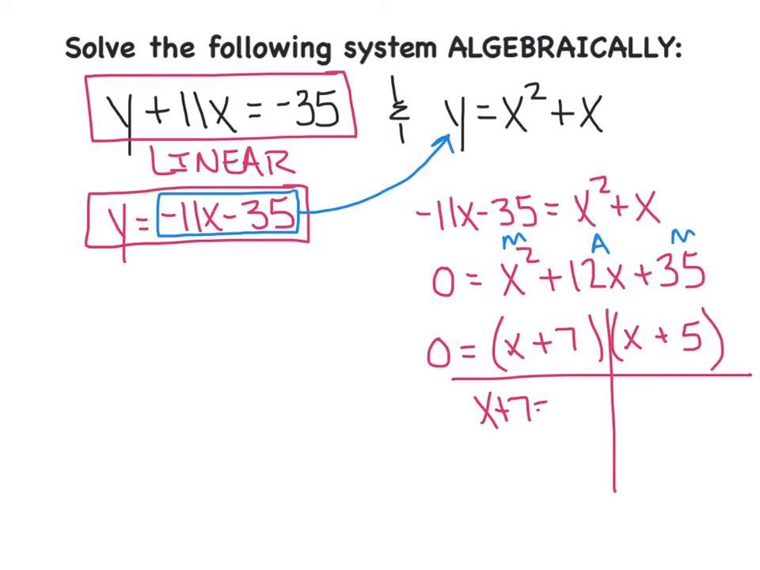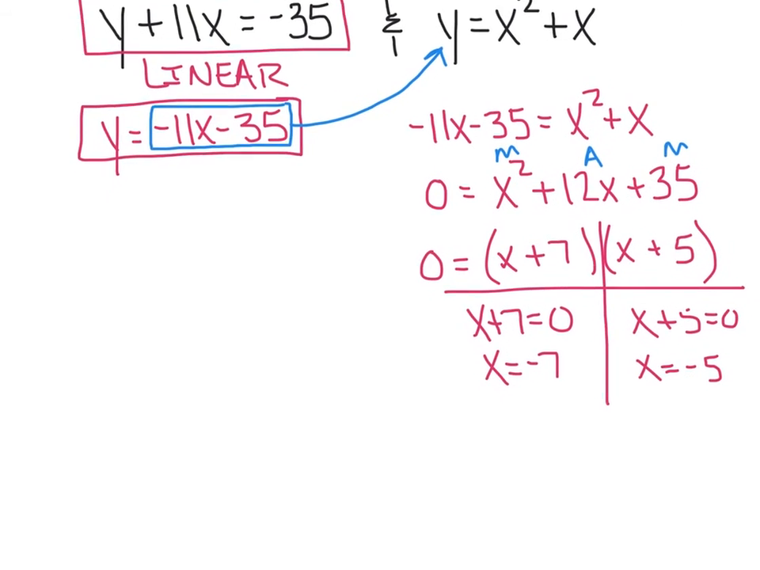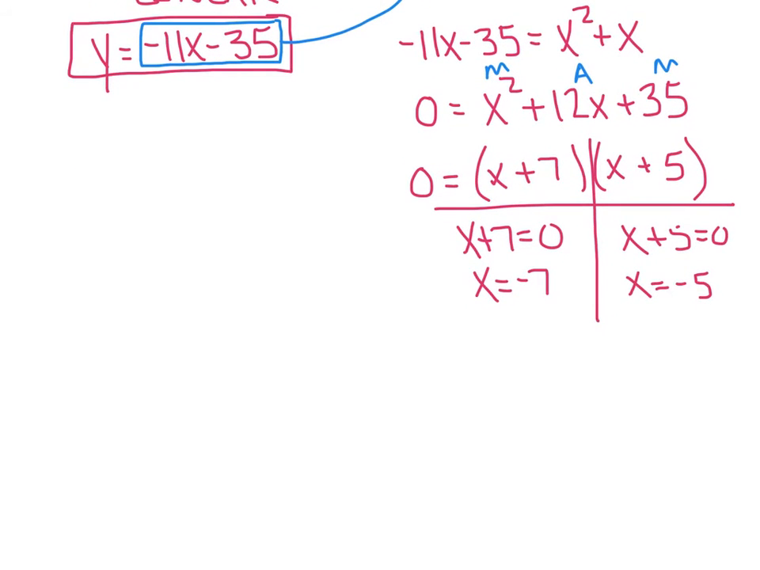X plus 7 equals 0, therefore x equals negative 7. And x plus 5 equals 0, therefore x equals negative 5. Now we're not quite done. We're going to substitute these back into the linear equation. So y equals negative 11 times negative 7 minus 35. That's 77 minus 35, so y equals 42.